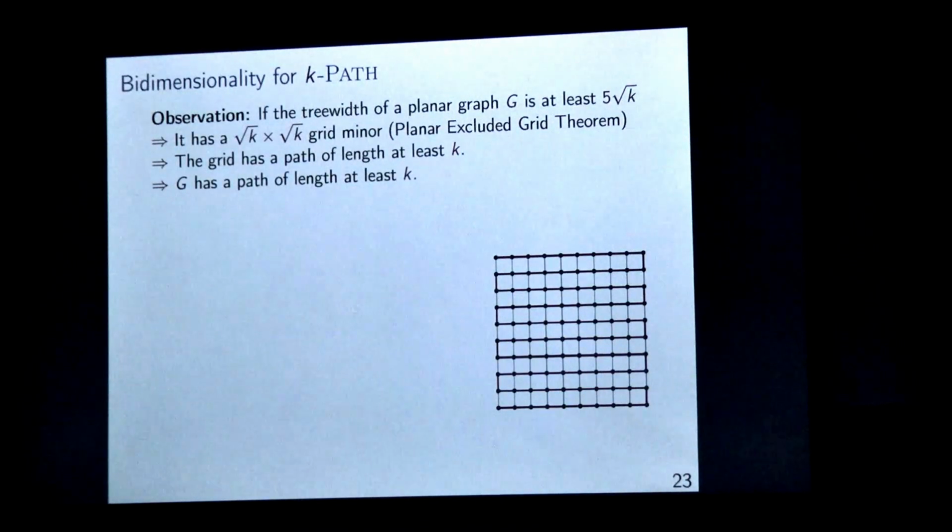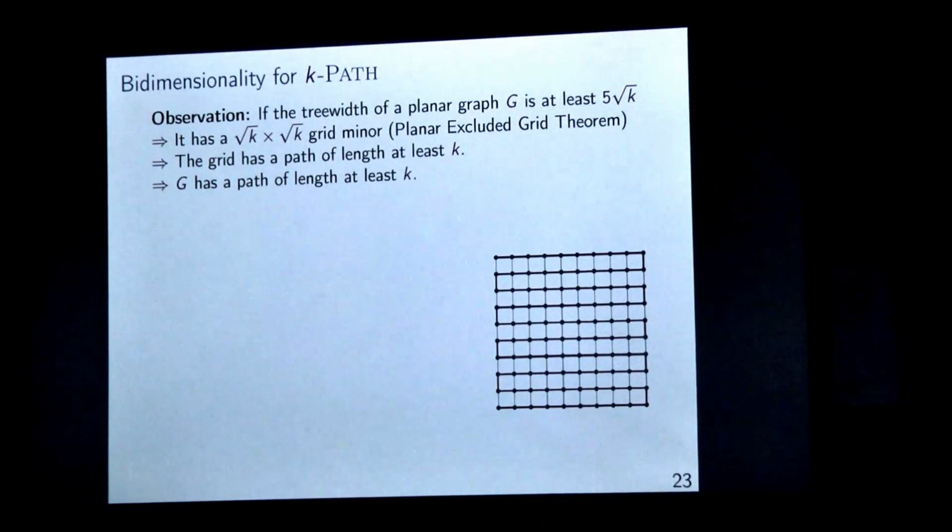So here is an algorithm for k-path. How's an algorithm for k-path? See, if the treewidth of a planar graph is at least 5 root k, it implies that it has a root k cross root k grid as a minor. Let's take this grid minor. What is the size of this? Root k cross root k. How many vertices does a root k times root k grid have?